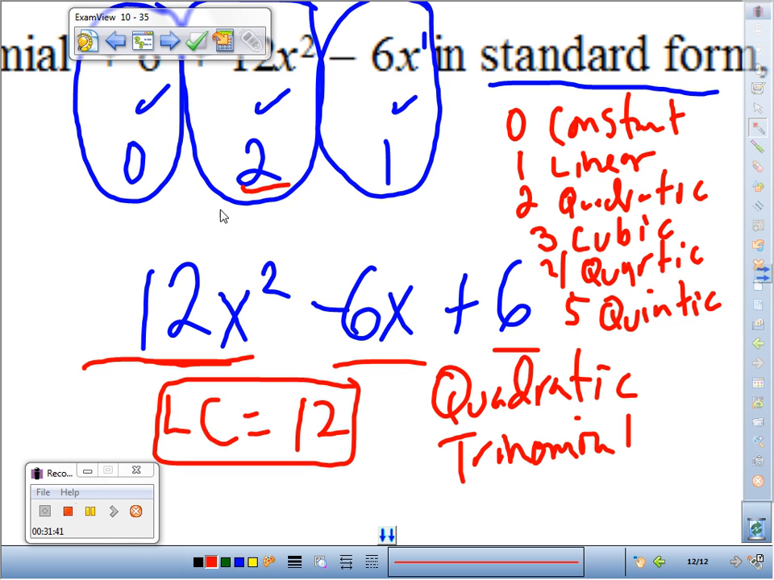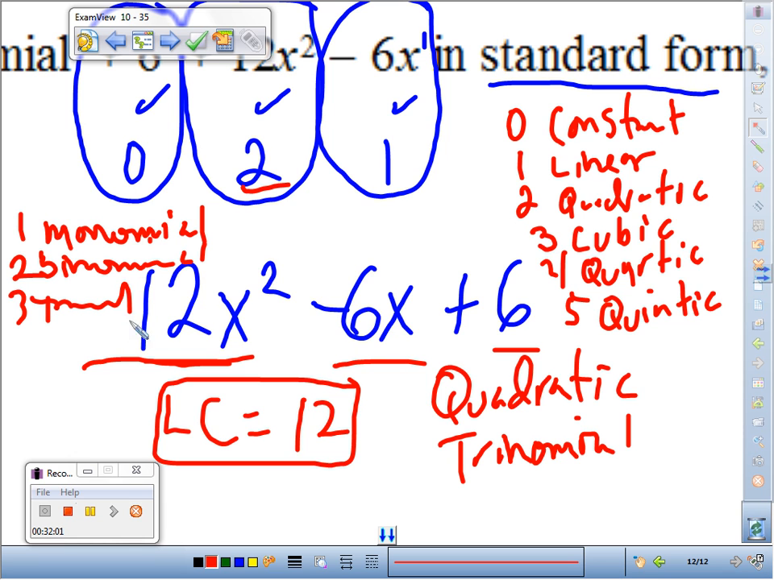How about according to term? According to term, the first term is monomial. Second term is binomial. And third is trinomial. Anything after that is a what? Polynomial. Alright, let's move on. Number 11.